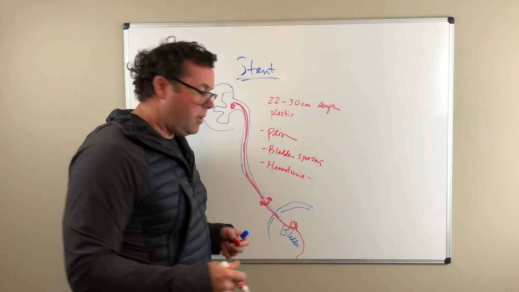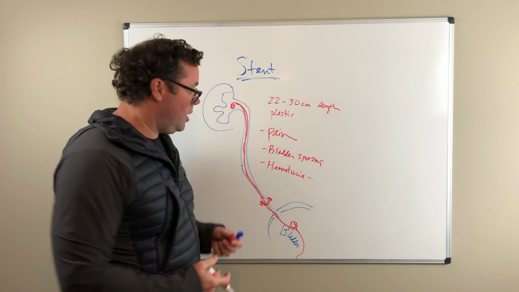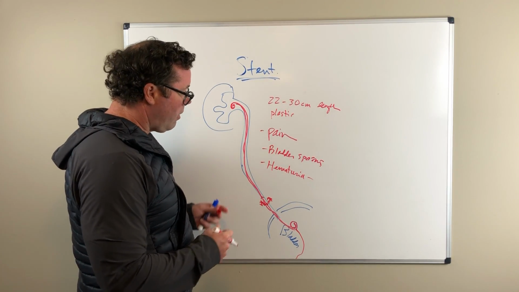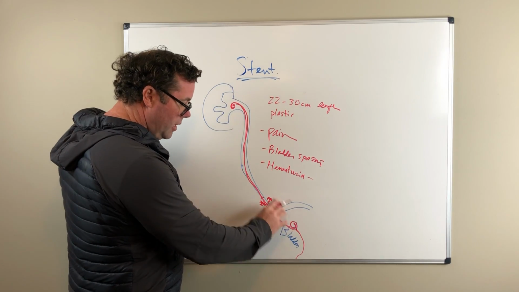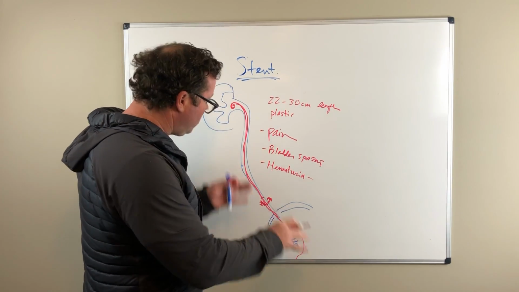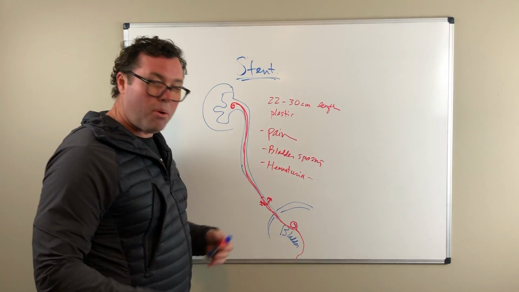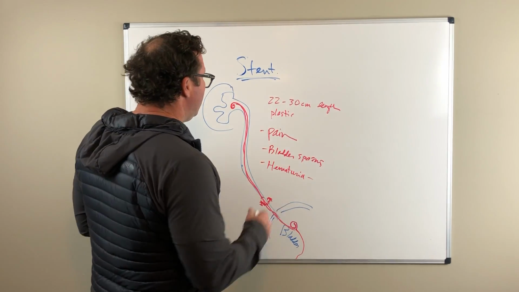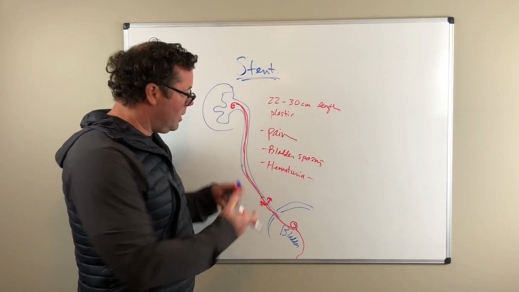So stents are important. They're a big part of urology and what urologists do to help patients. They're also used for any kind of surgery that's done on the ureter. A stent is often put in place to allow things to heal and drain appropriately. That's it. So that's stents in a nutshell. There's a lot more to it, but these are the basics.